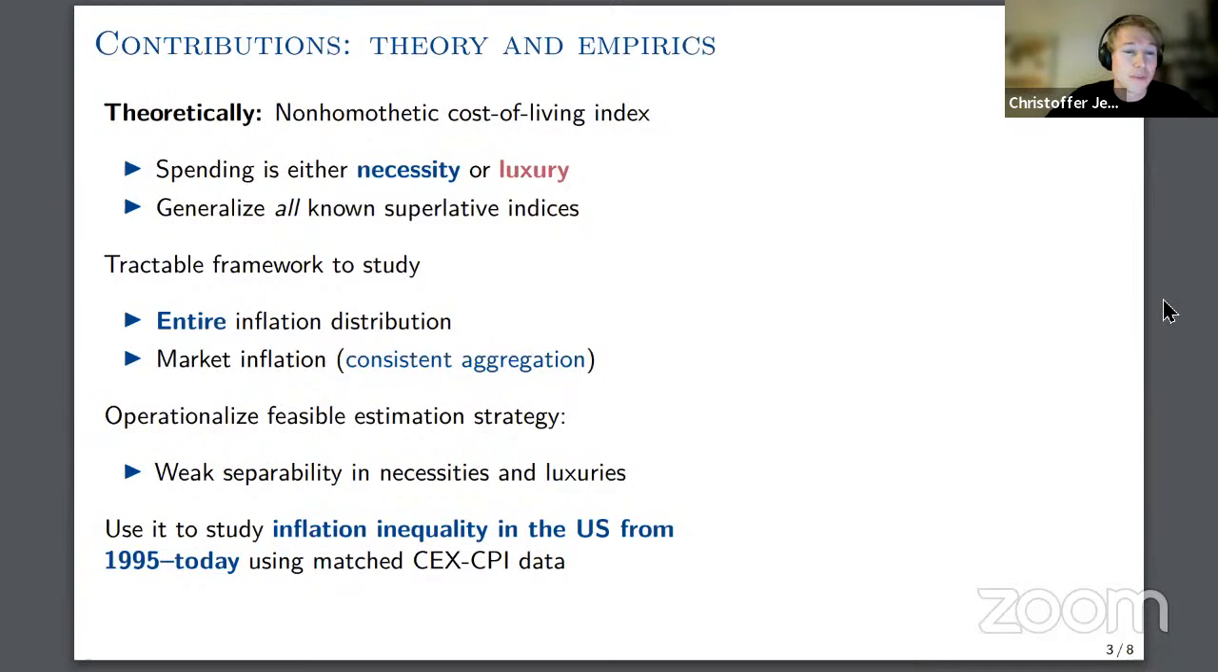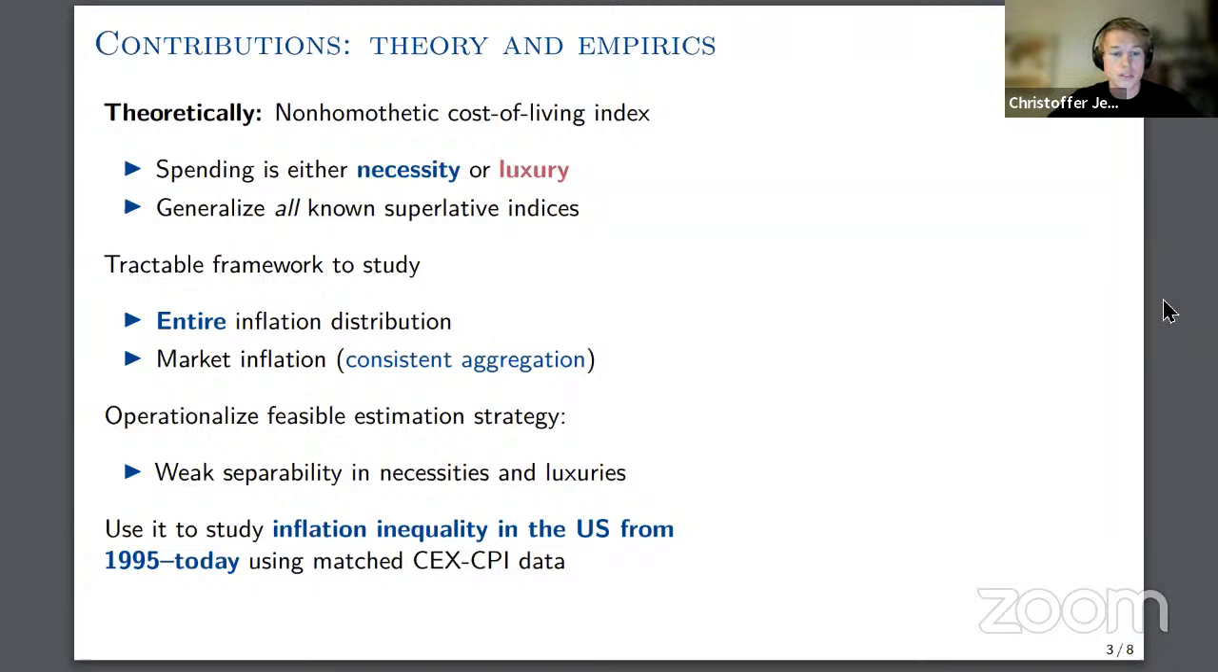We then also demonstrate that the framework we provide is suitable for studying the entire distribution of inflation, but also for studying what we call market inflation, something akin to the notion of an aggregate level of inflation that so often takes center stage in public debates, and which is also the measure used to, for example, steer monetary policy. We also demonstrate that estimating this index is feasible, in particular under the assumption of weak severability between necessities and luxuries.